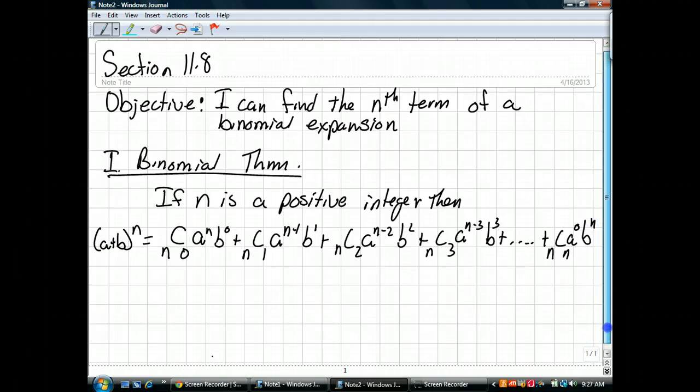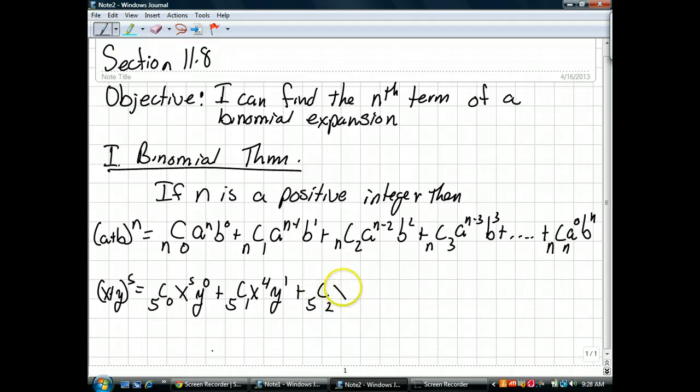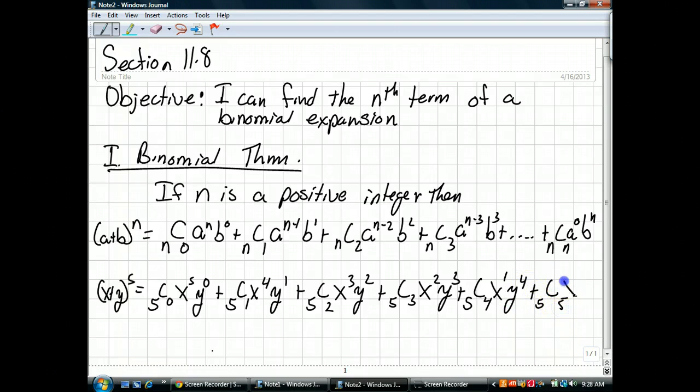So this theorem always works in any binomial expansion. For example, if I want to do x plus y to the 5th power, that's going to be 5 combinations of 0. Now in this one, a is x, so that's x to the 5th, and b is y, y to the 0, plus 5 combinations of 1, x to the 5 minus 1, or 4, y to the 1, plus 5 combinations of 2, x to the 3rd, y to the 2nd, plus 5 combinations of 3, x to the 2nd, y to the 3rd, plus 5 combinations of 4, x to the 1, y to the 4, plus 5 combinations of 5, x to the 0, y to the 5th.